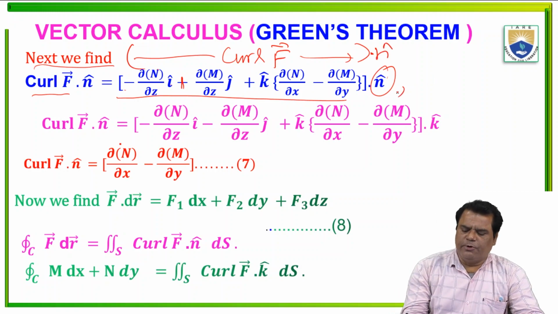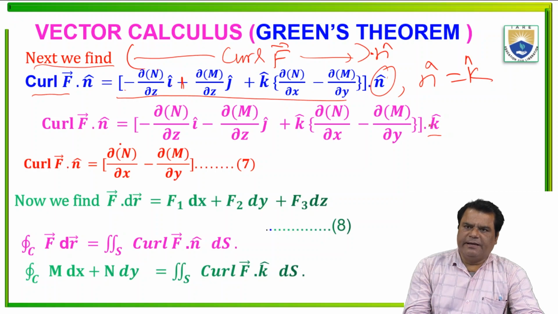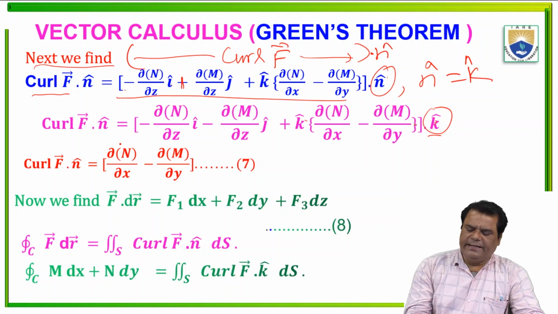Now putting n cap equal to k cap, we multiply with k cap. Here there is no i, no j, only k, so this multiplies with this, and the other results are 0. So we write k dot k is 1, and we get only ∂n/∂x minus ∂m/∂y. This is equation 7. Now we find f dot dr.